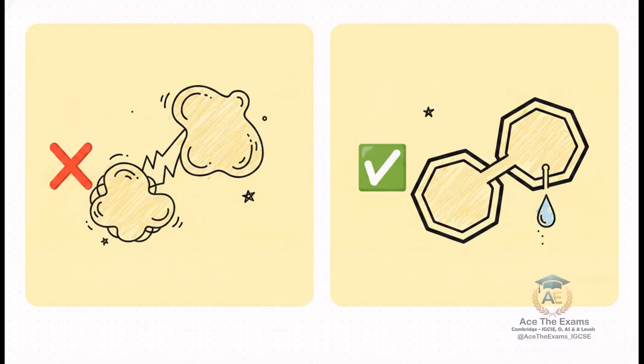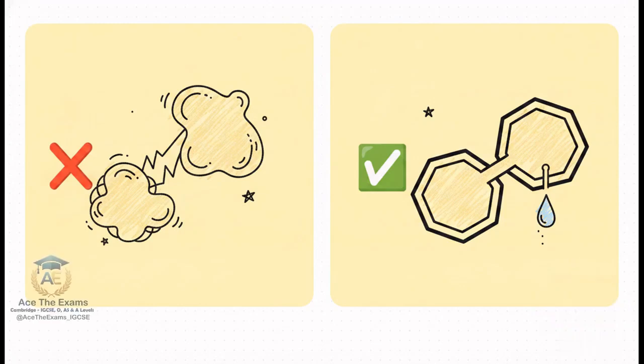The flawed answer was way too vague. The top answer names the specific bond, the glycosidic bond. It specifies that it happens between monomers, and critically, it notes that exactly one water molecule is released per bond formed. That kind of precise examiner wording secures maximum marks every single time.